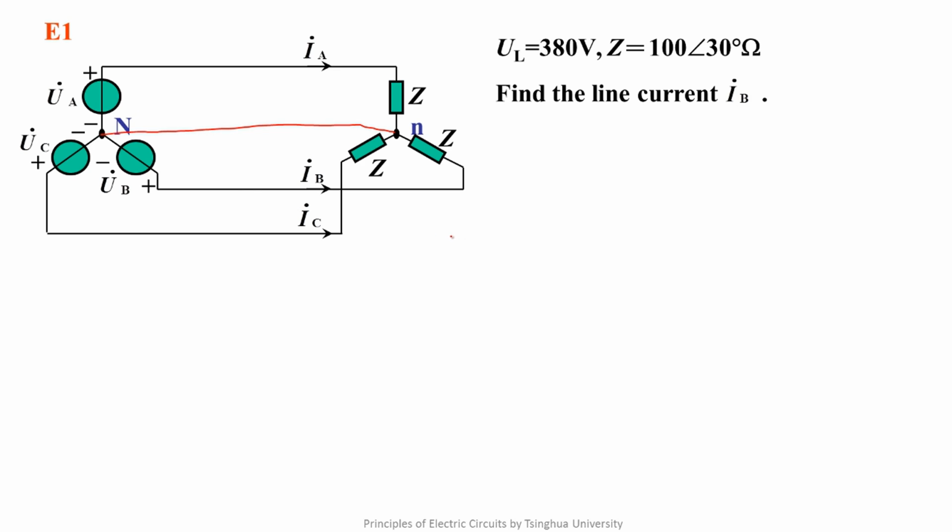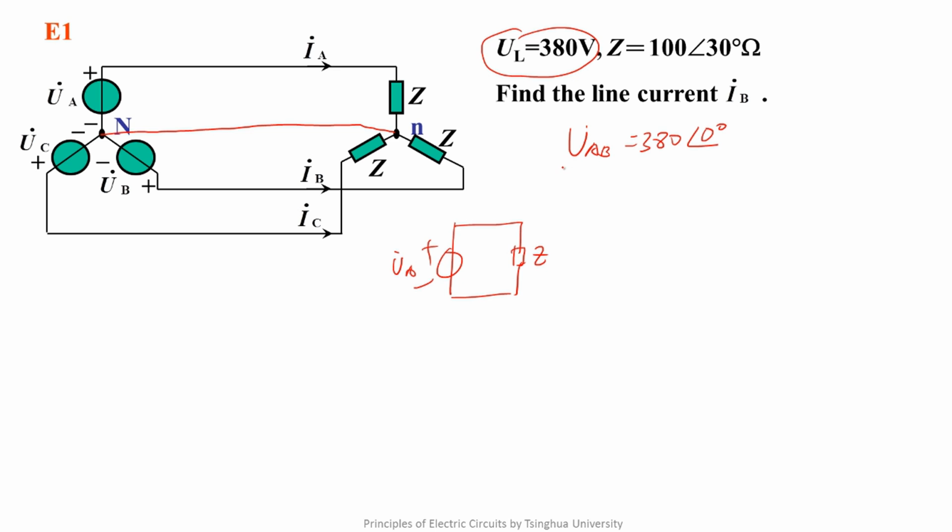We draw the phase A circuit here. The effective value of the line voltage is 380 volts. Suppose the UAB phasor is as shown. According to the phase-line relationship of the star connection, we know UA equals this. Strictly speaking, 380 over square root of 3 doesn't absolutely equal 220. 220 is a round value.